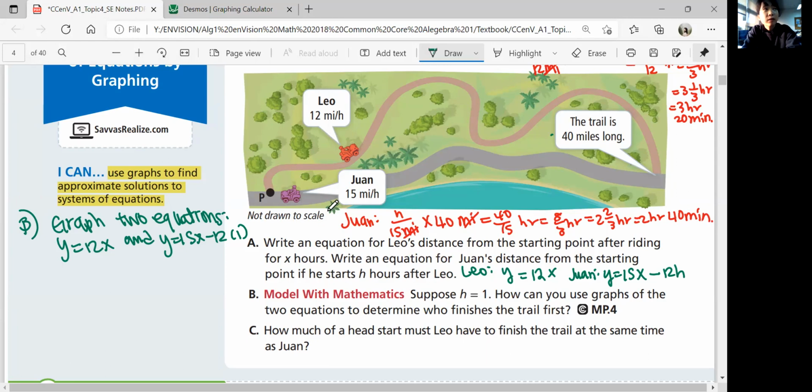Is it going to be enough time for him, right? So we want to see when Leo starts 1 hour before Juan, because Juan is late. He's going to get started. Juan is like an hour late, and then Juan starts as soon as he gets there. And what do you know?